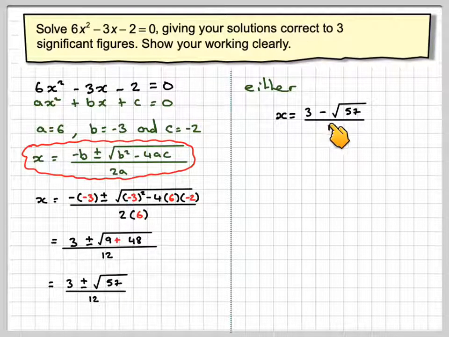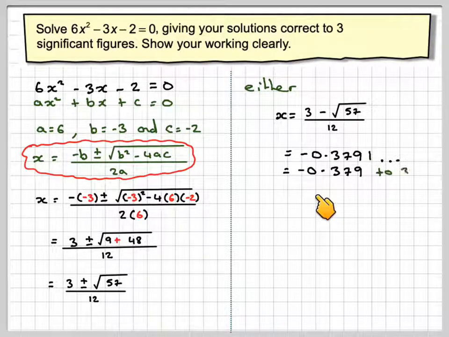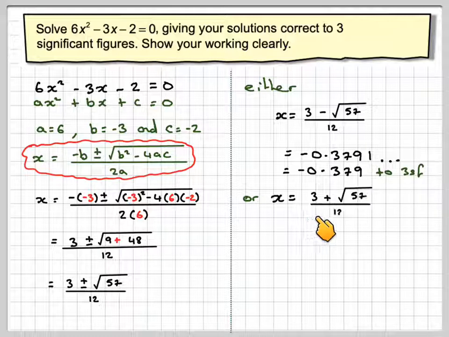Now, we're going to use our calculator for this, so use the fraction button, and then write this across in the numerator, and this in the denominator, and that's going to give you minus 0.379. We need to round to three significant figures so that 1 will have no effect on the 9, so the answer will be minus 0.379 to three significant figures, or x is equal to 3 plus root 57 over 12.